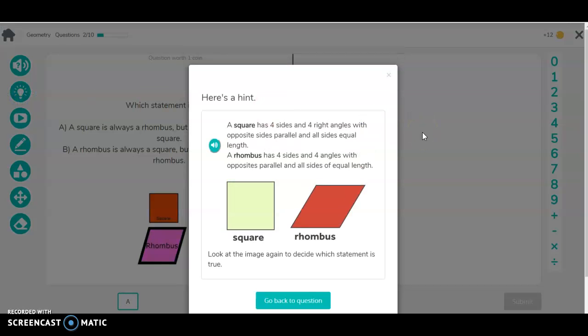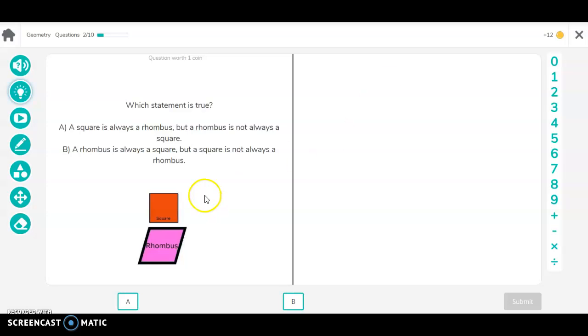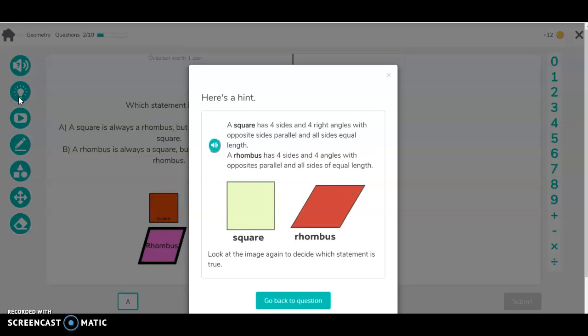So a square has 4 sides and 4 right angles, as you can see. Look at my little cursor, we have 4 sides and all of these are 90 degrees. A rhombus has 4 sides and 4 angles, but you can see we have different angles here. It's kind of shifted and tilted. So these opposite sides are parallel and they're equal length. However, they don't have 90-degree angles. So we want to figure out, is a square always a rhombus, but a rhombus isn't always a square? Or a rhombus is always a square, and a square is not always a rhombus? Let's see.